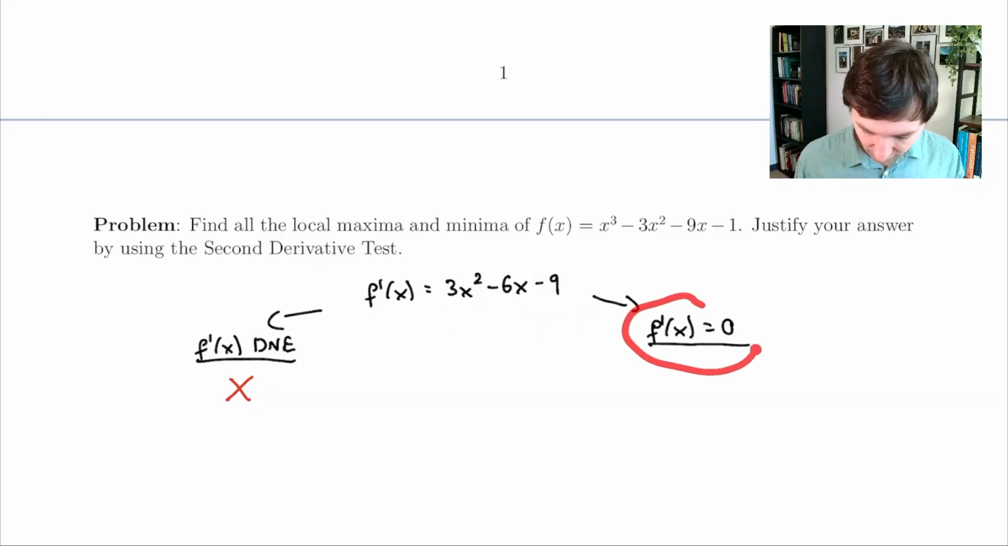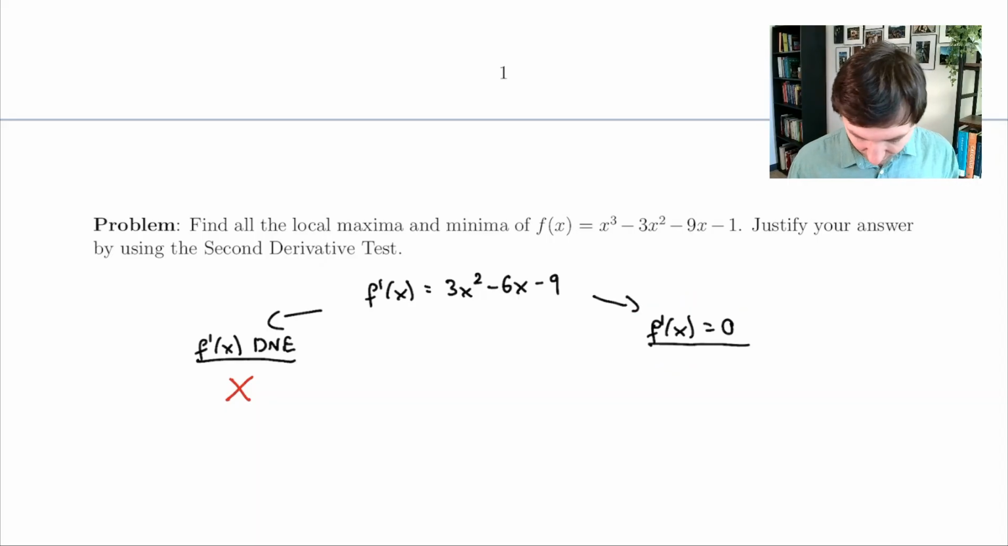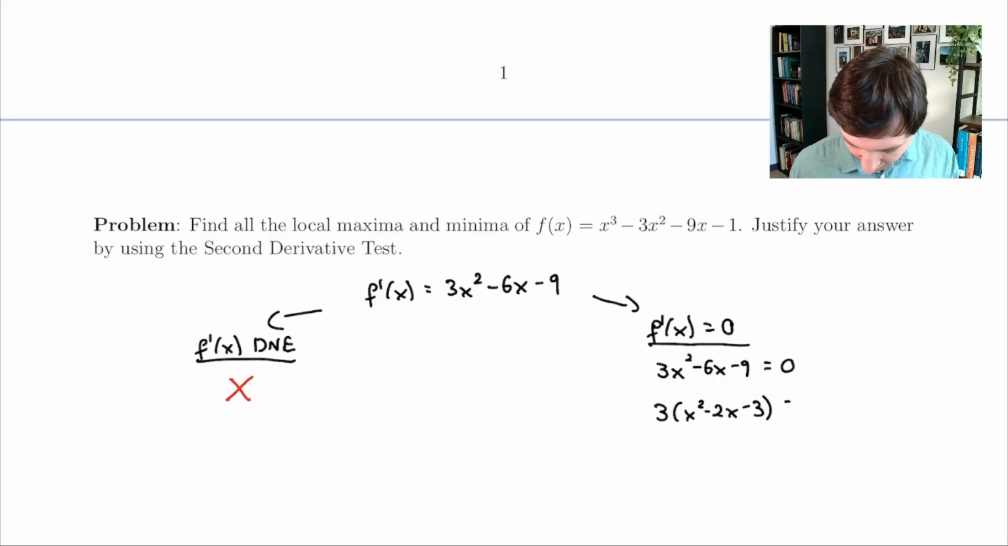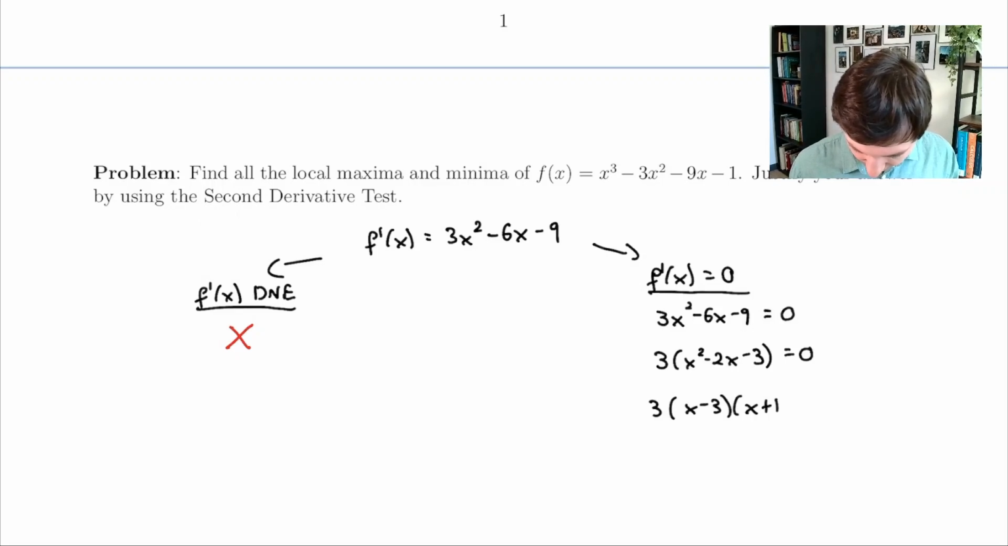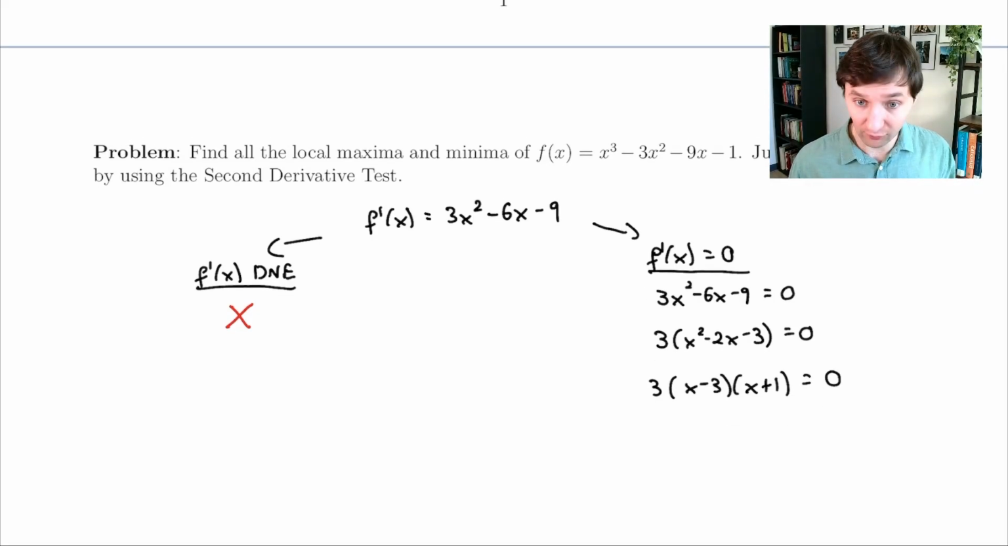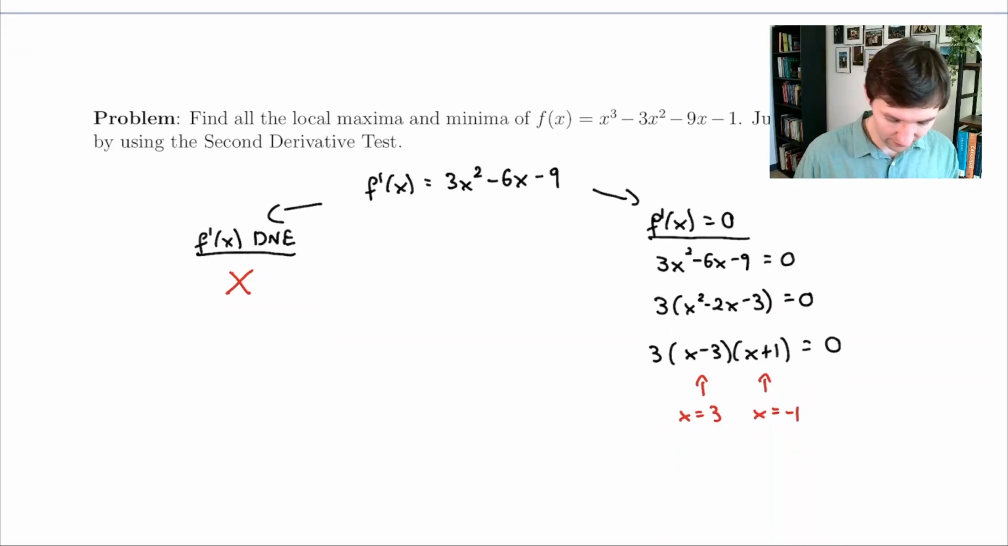To determine where the derivative equals 0, I first set the derivative equal to 0, and I get 3x squared minus 6x minus 9 equals 0. I factor 3 from each term, and I get 3 times (x squared minus 2x minus 3) equals 0. I can factor this even further. This is 3 times (x minus 3)(x plus 1) equals 0. This tells me that this function has two critical numbers, x equal to 3 and x equal to -1. To keep track of them, let me draw the x-axis.